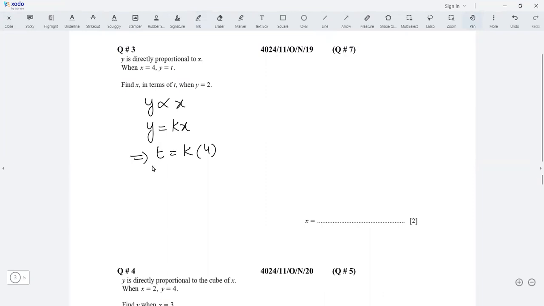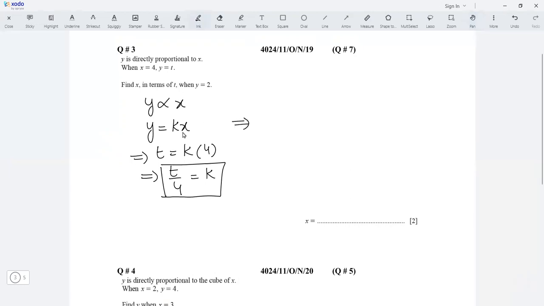So what will be the equation connecting them? You can find the value of k in terms of t. 4 and k are multiplied, so this 4 will be divided, and it gives us t by 4 equals k. This is the answer for k. But now what we have to do is find x in terms of t. We have to write x in terms of t.